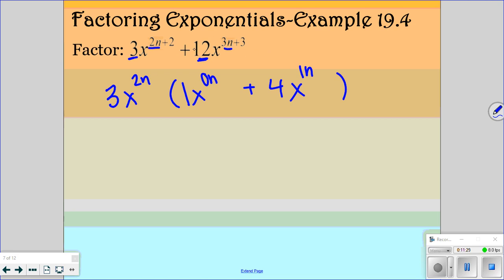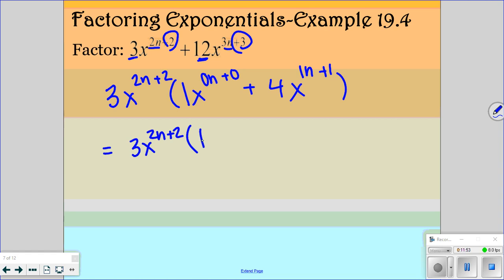And then we have 2 and 3. The most that we can pull out is a 2. So we have 0 left here, and we have 1 left here. And so then the way that you write your answer is going to be 3x to the 2n plus 2. And then x to the 0 times a 1 is just 1.